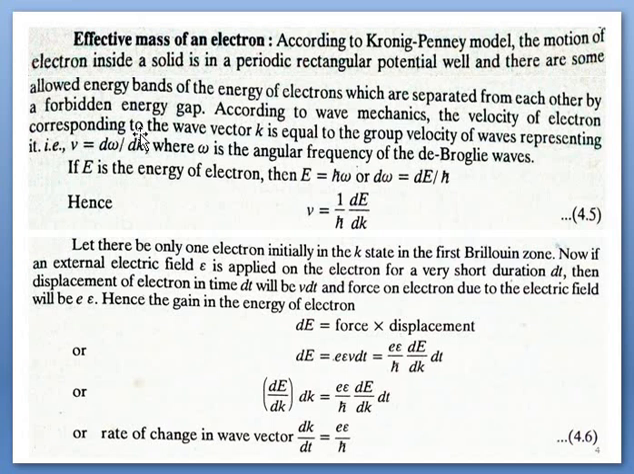If E is the energy of the electron, then E equals h nu, which in terms of h bar omega is also represented. By differentiation, we have dE equal to h bar d omega. So d omega equals dE divided by h bar. Substitute this value in this equation: in place of d omega we substitute dE upon h bar. Here we have the velocity as a function of energy and propagation constant, v equals 1 by h bar dE upon dk.